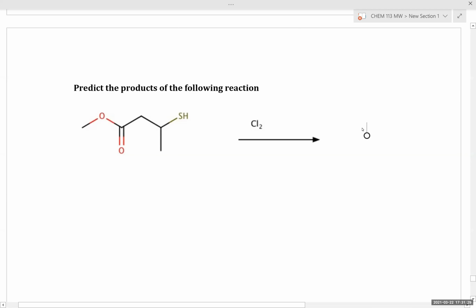We're asked to predict the products for the following reaction. We have a free thiol and we're treating it with chlorine. Let's take a few minutes and consider these reaction conditions, and then comment in the chat or verbally, or you can even draw a structure of the product on the class whiteboard. What are these conditions going to accomplish? If we treat a thiol with a halogen, what are we going to form?